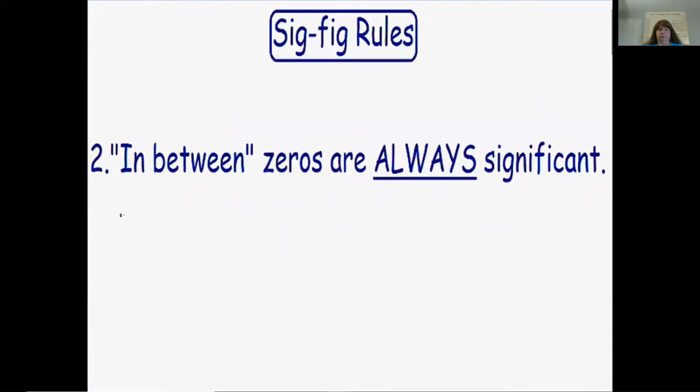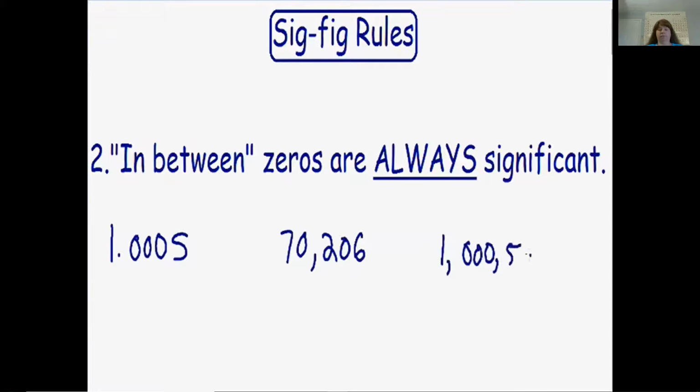So rule number 2 says that in between zeros are always significant. Once again, I think this rule is pretty self-explanatory. So let's go over some examples of this. Let's say we have the number 1.0005. Let's say we have the number 70,206. And let's say we have the number 1,507,000.